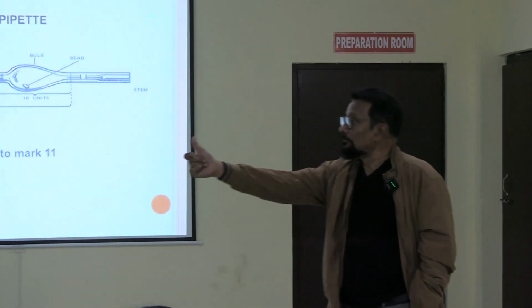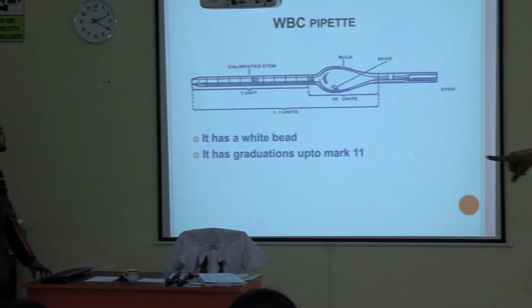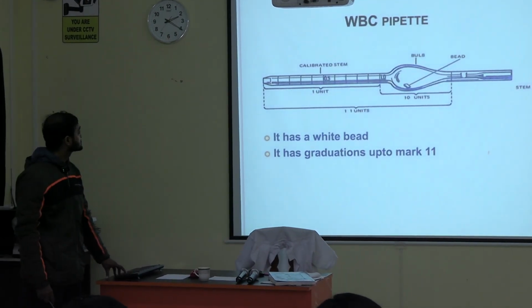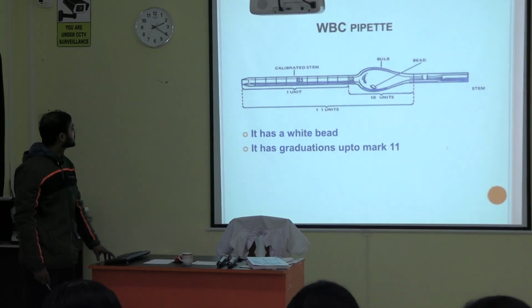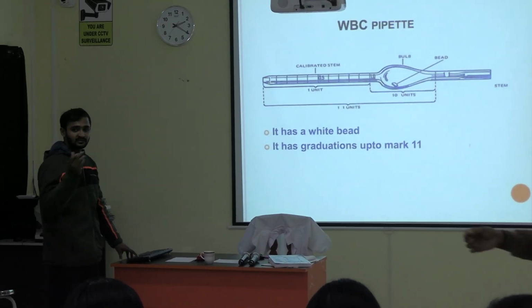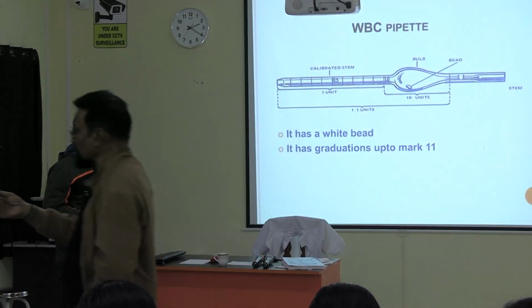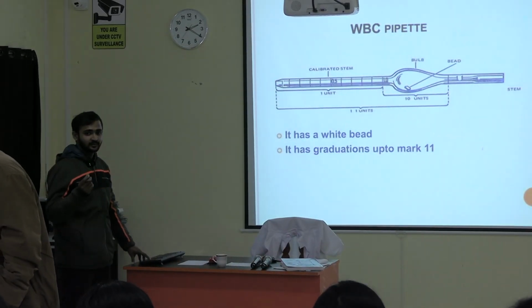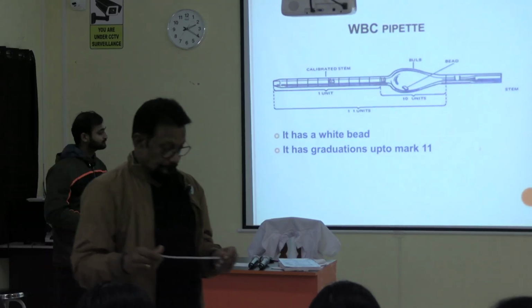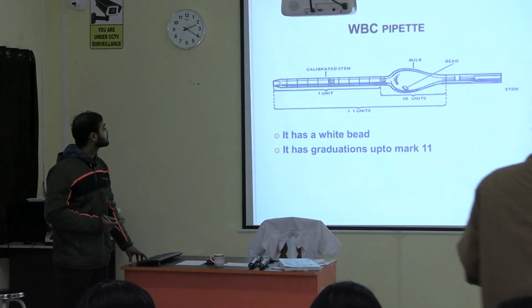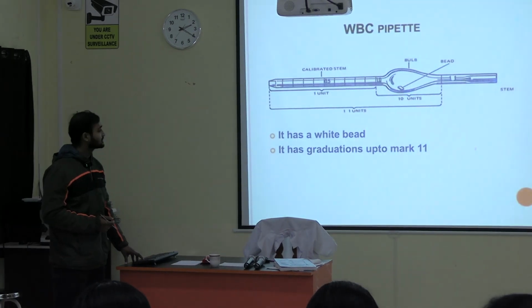So, we have known the RBC pipette. Now the WBC diluting pipette. So this is the WBC pipette. How will you identify that this is a WBC pipette and not an RBC pipette? The presence of a white bead, and look at the markings.